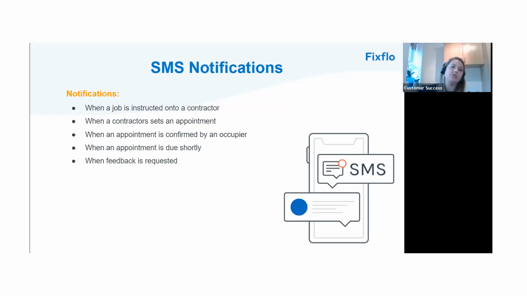Notifications that you can turn on, just to show you. So you can turn on a text to send to the occupier when a job is instructed onto a contractor. You can also send out a notification when a contractor sets an appointment, when the occupier confirms that appointment, when an appointment is due shortly, and also when feedback is requested.